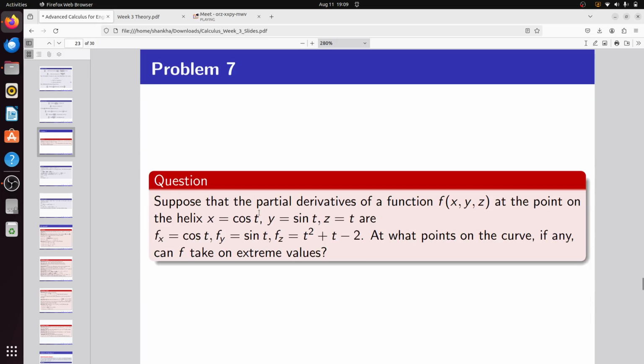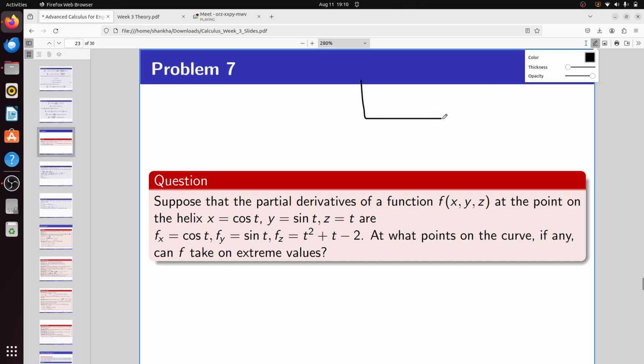Now suppose that the partial derivatives of a function f(x, y, z) at the point on the helix x, this is the equation of a helix. Now how does a helix look? So this is x, this is y, and this is z. So the helix looks like cos t, sin t, t.